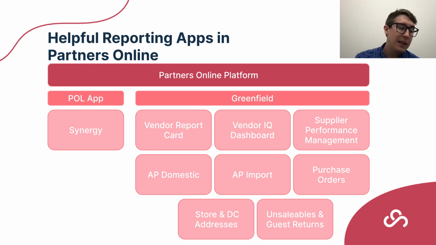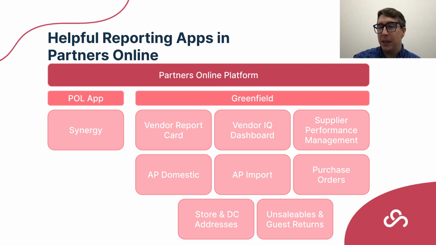Storing DC addresses. So if you do any kind of mapping or analytics based on location, you can get detailed location information on each of Target's stores and DCs, as well as their food DCs and their dedicated e-com stores that they run out of fulfillment centers. And then unsaleables and guest returns, you can dig into some of those as well.